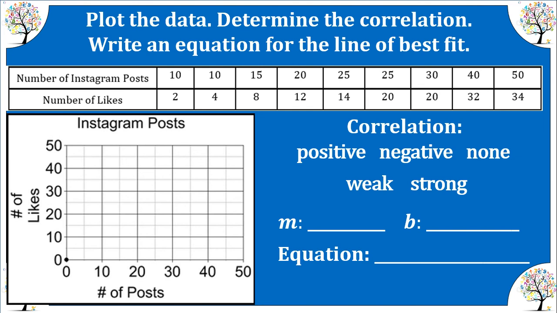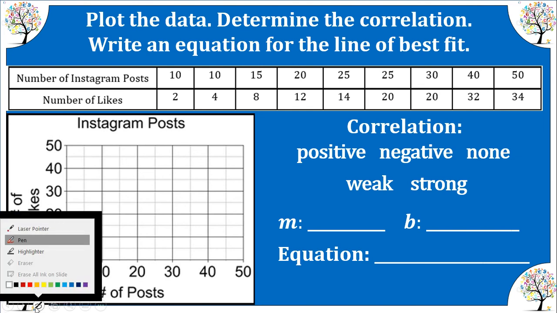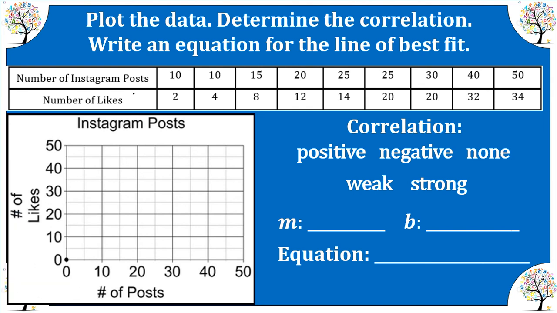Okay, let's practice where we are going to plot our scatter plot and then just determine if it is a weak or strong positive correlation. So number of Instagram posts: the more we post, is the number of likes going to increase? So at 10, we have 2 likes, so these are going up by 5. So we are just going to estimate this, guys.